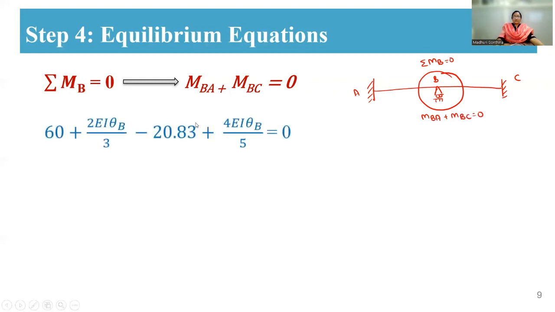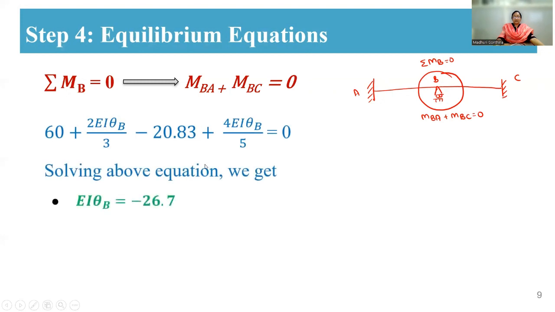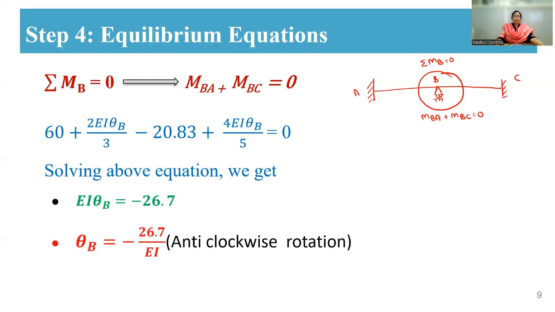Now by substituting this entire thing and solving this equation, you are going to get theta B equal to minus 26.7 by EI. Where you are getting negative, as per sign convention, it is an anti-clockwise rotation.